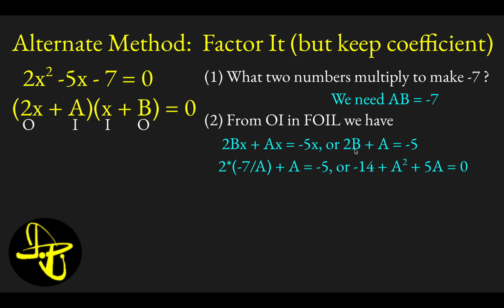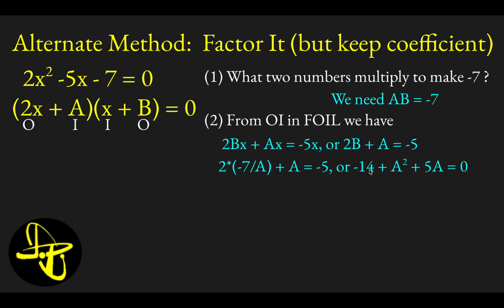So if you solve this using b as -7 over a and substitute that in, you'll get this equation that only has the a in there. Then what I've done is multiplied every term by a. So you'll get -14 plus a squared plus 5a is 0. I'm just going to rearrange a little bit, and you'll see that we got another quadratic that we could solve by factoring.